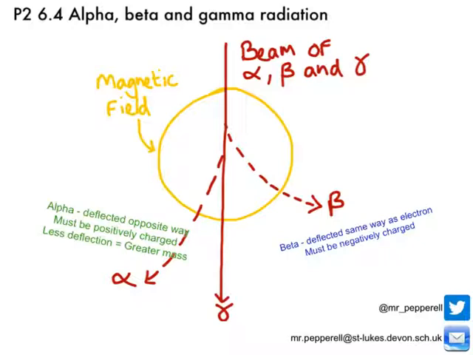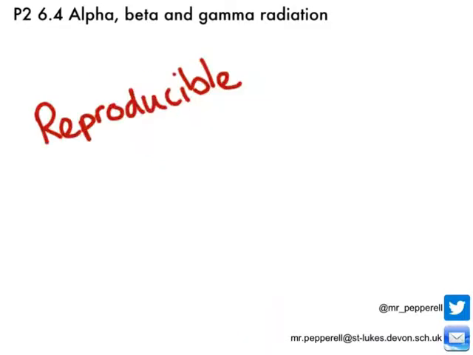Finally, we're going to pass our gamma beam through the same magnetic field, and what do we see this time? Well, we see that the gamma beam has not been deflected at all, and this tells us that the gamma radiation must be uncharged. So we've got a set of experimental results there that basically just support what we already knew about those particles. There's nothing new there. I've just shown you an experiment that proves it.